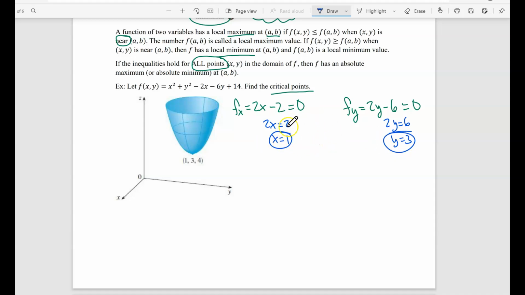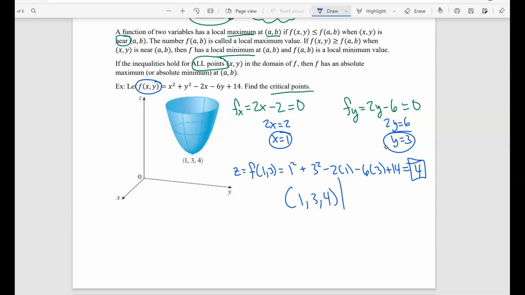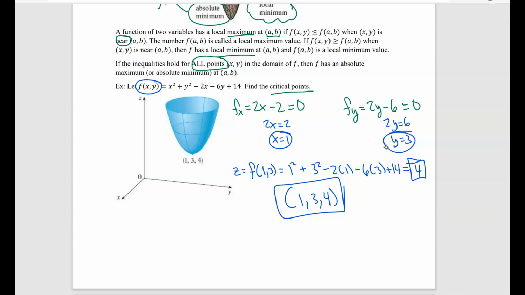Now, since we are in xyz space, we need to get that z value. That z value is super easy because our z value is just our f of x, y value. So we're going to evaluate (1, 3) in our function. You're going to get 1 squared plus 3 squared minus 2 times 1 minus 6 times 3 plus 14. And you'll see that this actually gives you 4. So my point is (1, 3, 4). This is my point. So now that's what we get.